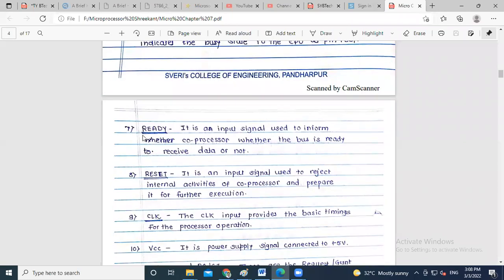So next pin is ready. This ready pin is an input signal used to inform the coprocessor whether the bus is ready or not, in order to receive data from the processor. So it is just checking the condition of whether data transmission is ready or not, high or low. Low means not ready. High means ready.